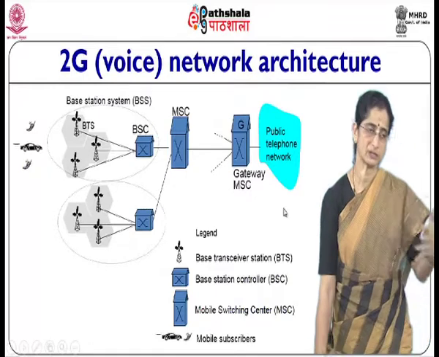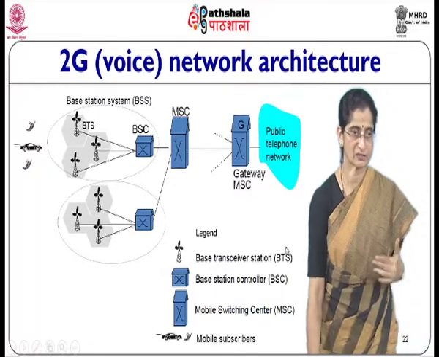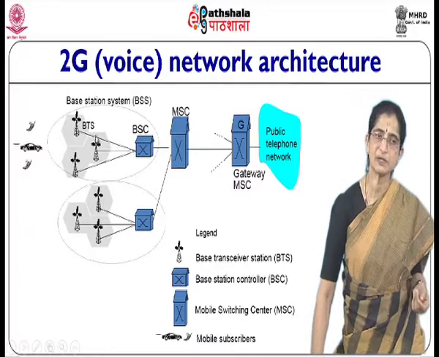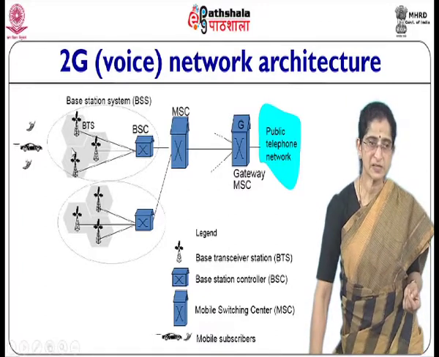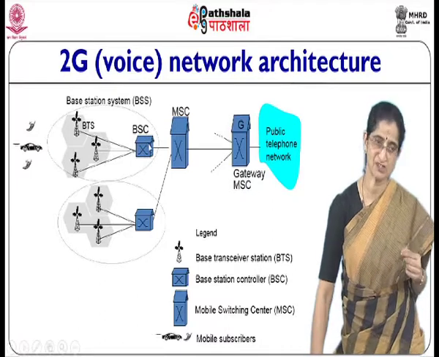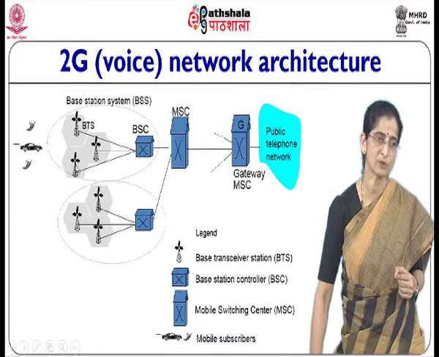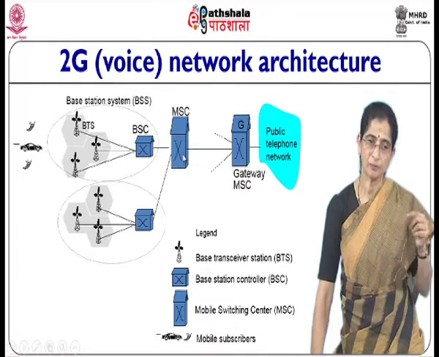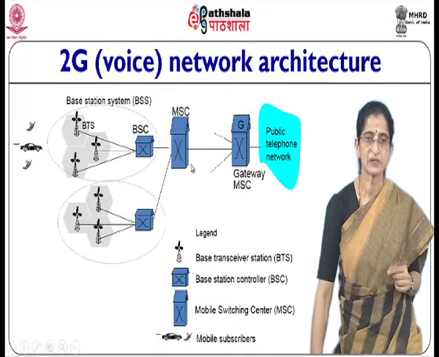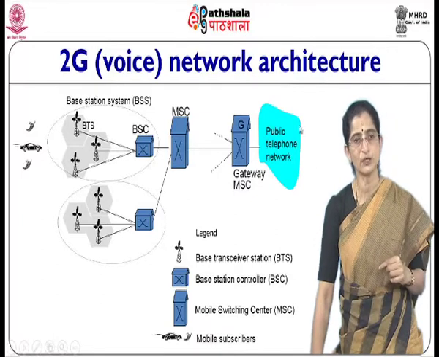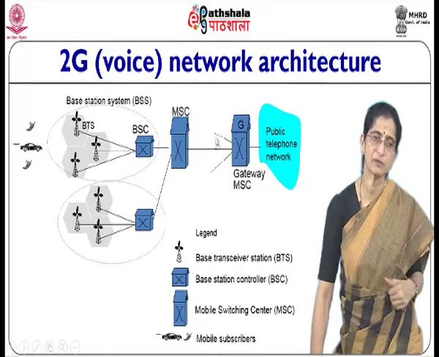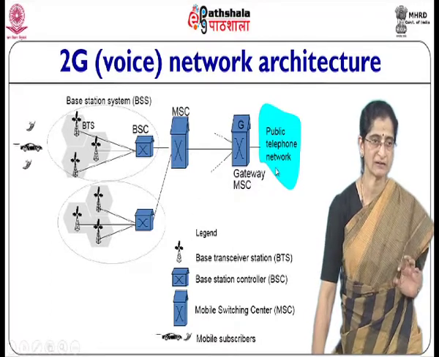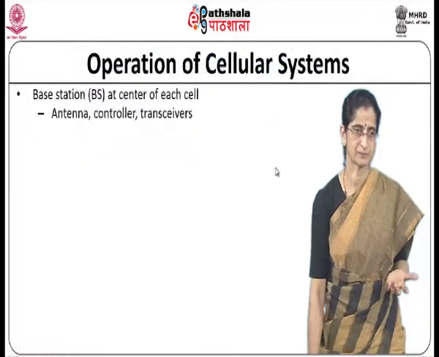So now coming to the 2G network architecture that we have, as we said earlier, we will have multiple base stations, and these base stations are connected to what is called a base station controller. So you will have one BSC controlling many base stations, and these base station controllers in turn are connected to a mobile switching center, the MSC. Now the MSC is normally connected to a telephone network, the public telephone network, by means of what is called a gateway MSC. Okay, so this is the overall structure that we normally have for transmitting voice.